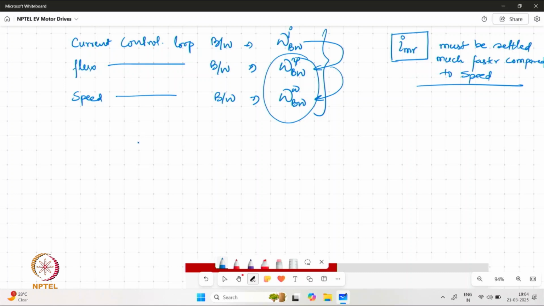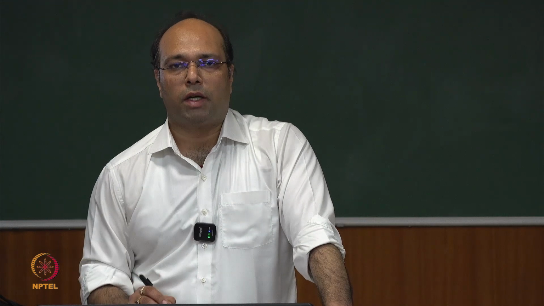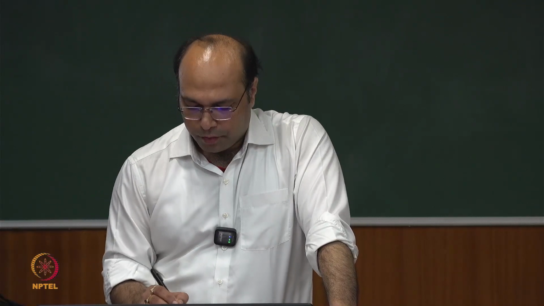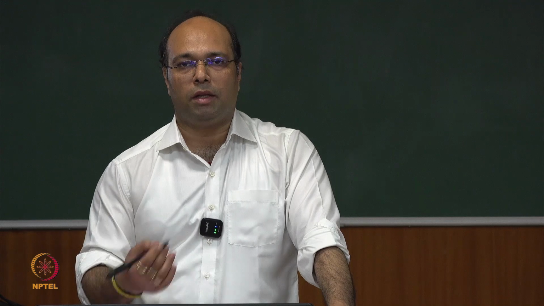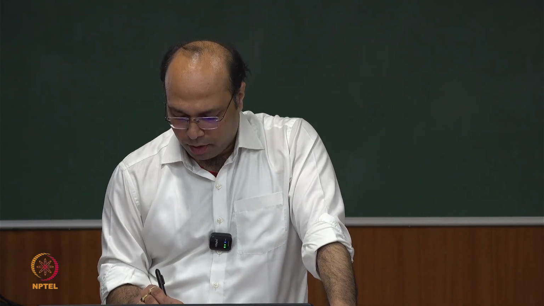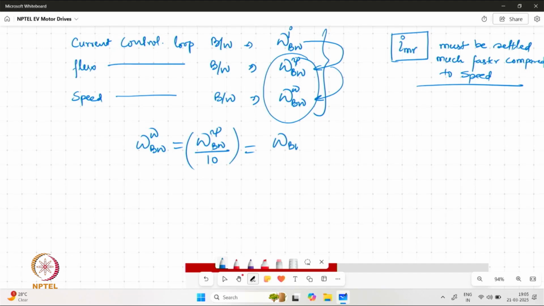So now we can keep a limit on the bandwidth for differentiating between the different response times. So we can say as a rule of thumb that our speed control loop bandwidth is basically 1/10 of the flux control loop bandwidth. And now we can go by defining that because our current control loop is existing within the flux control loop, the bandwidth for the flux control loop is going to be 1/10 of the current control loop bandwidth.